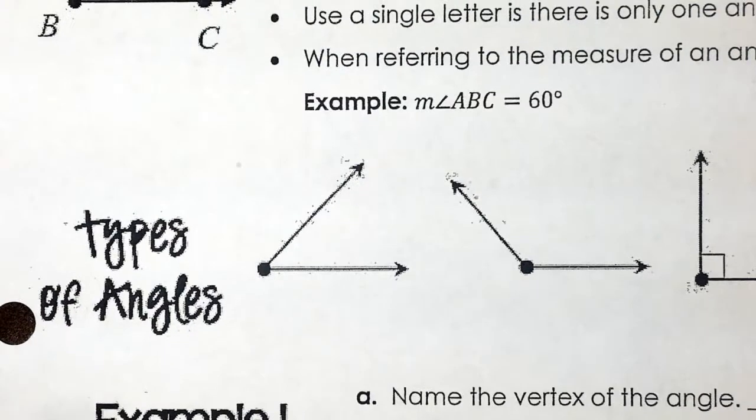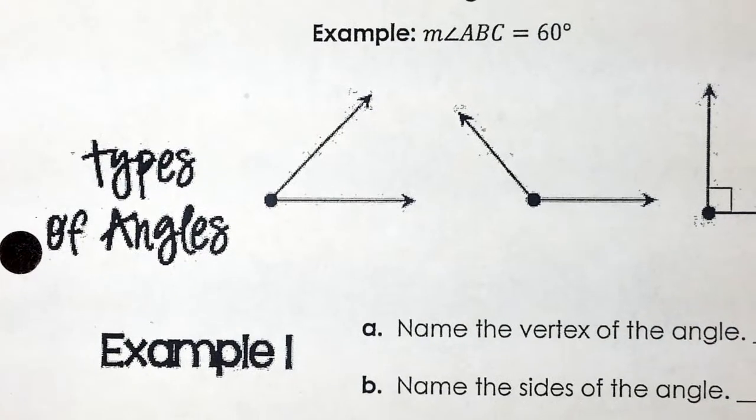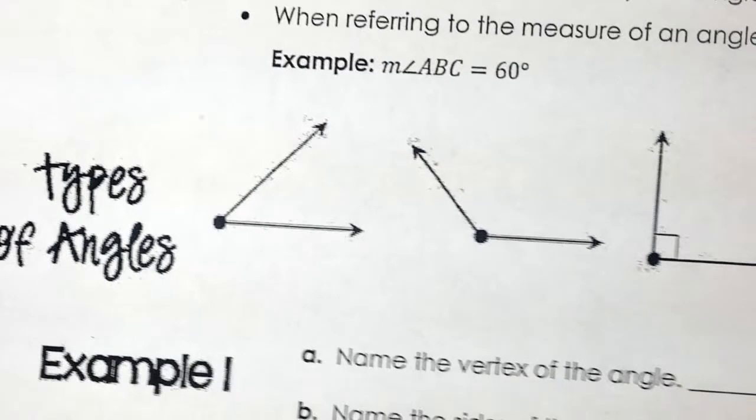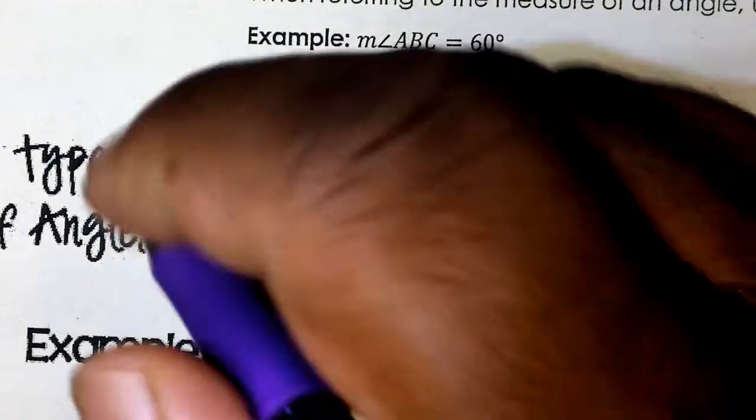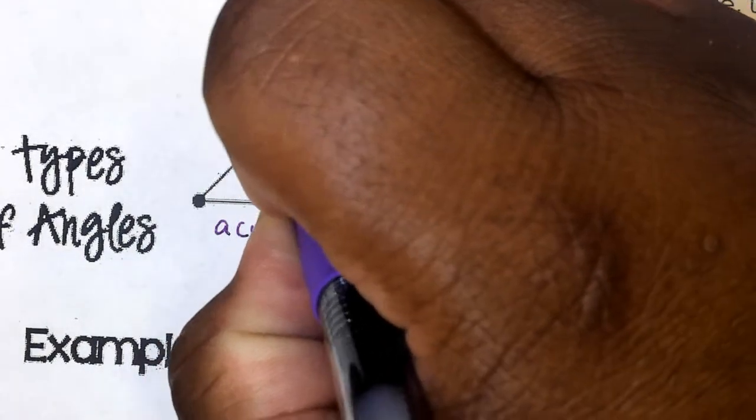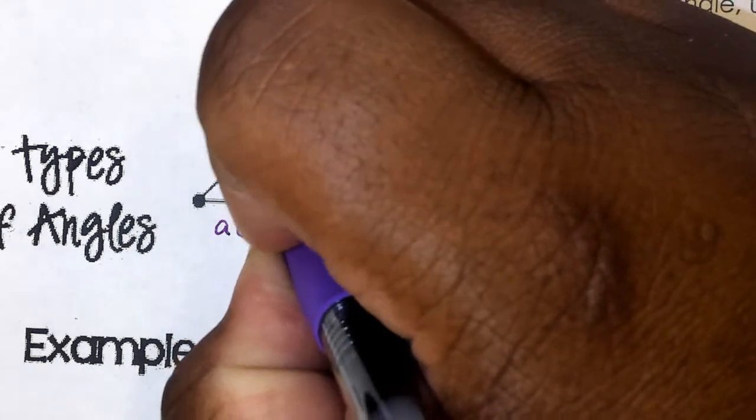All right, so that's how to name an angle. Types of angles, y'all should know these already. We defined these in unit one. DJ, what's this first one? An acute angle, good. And you know an acute angle is less than what? 90 degrees.